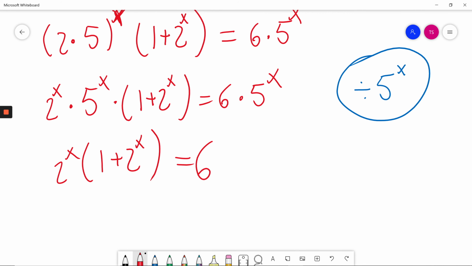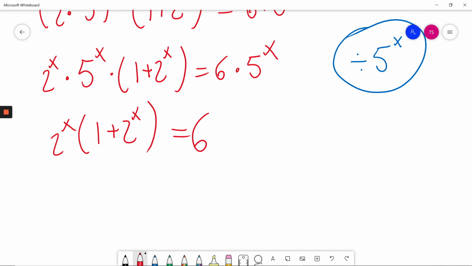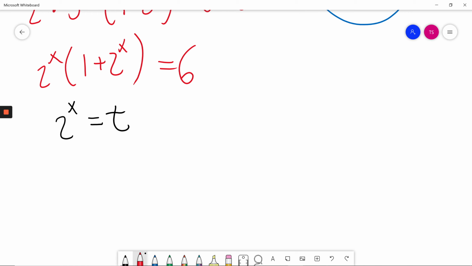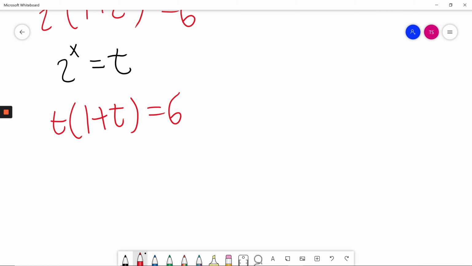At this moment, I notice that x's are, like always, 2 to power of x. So I will make a substitution. 2 to power of x will be my t. So this becomes t times 1 plus t equal to 6. So t plus t squared will be equal to 6.